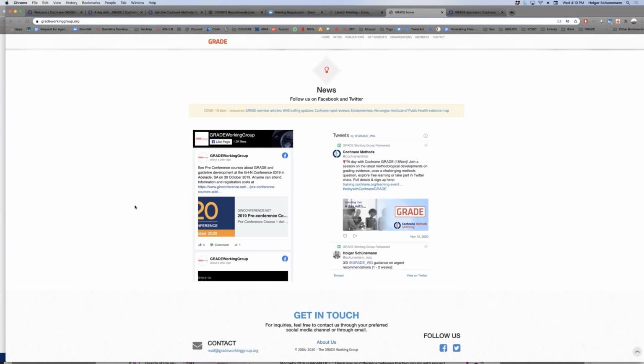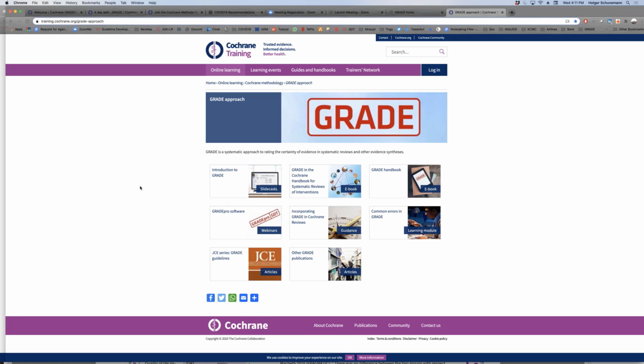And the GRADE Working Group obviously is a little bit broader than what the Cochrane GRADEing Methods Group actually focuses on, which is more systematic review focused, in that the GRADE Working Group also deals with issues around how to take that information and support decision making by various types of decision makers, including in particular health guideline groups.